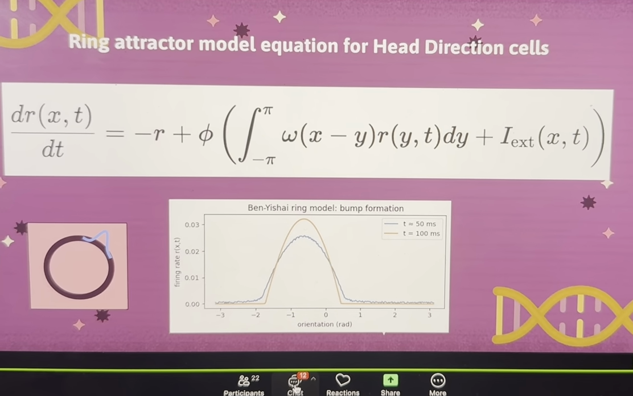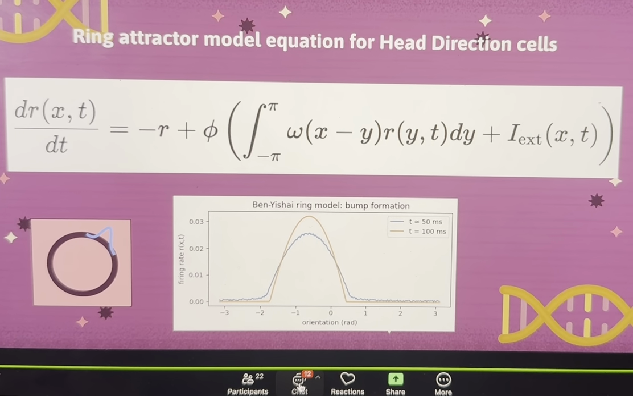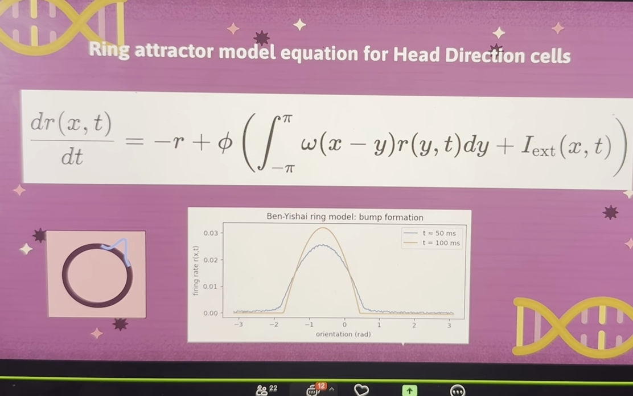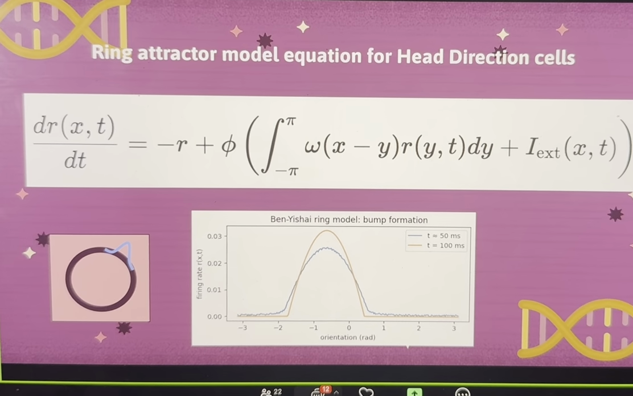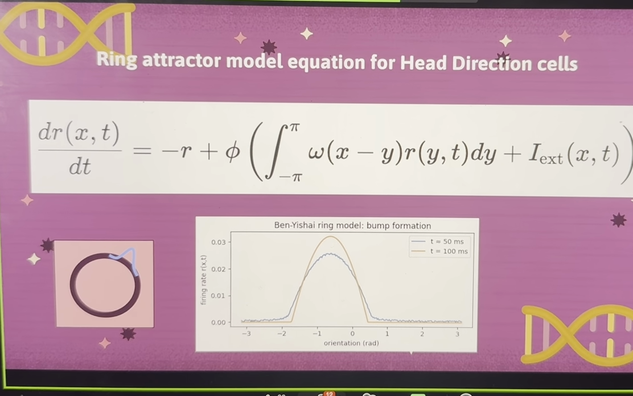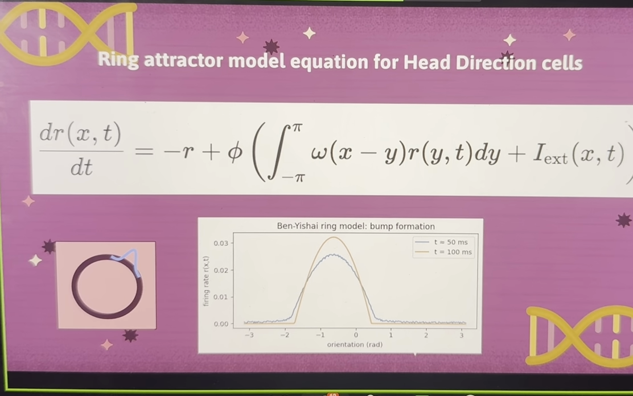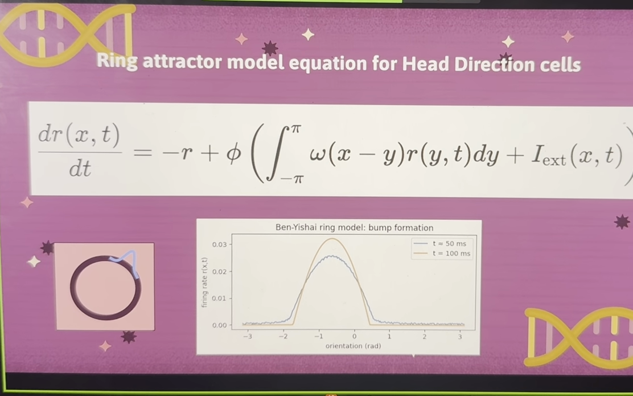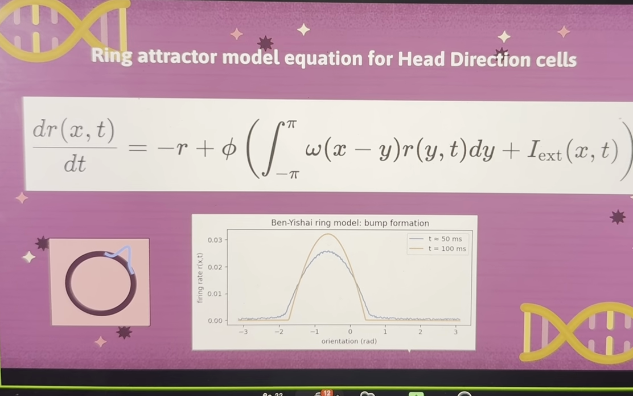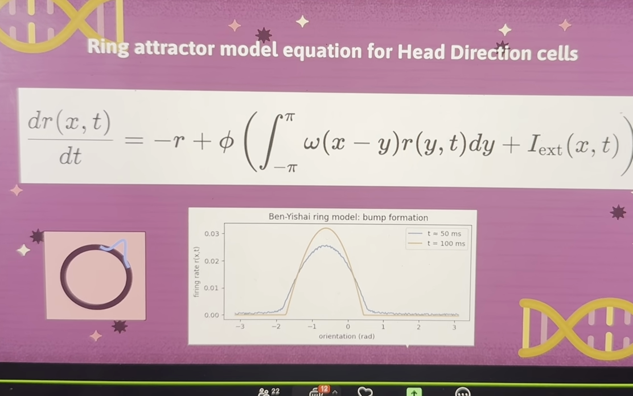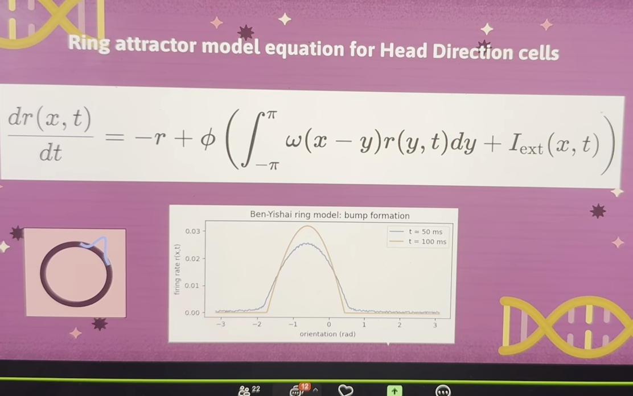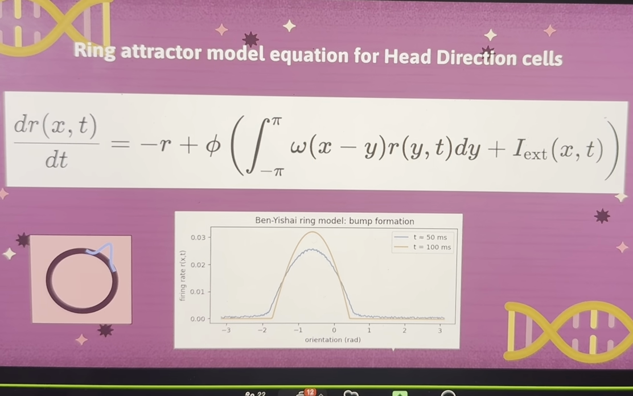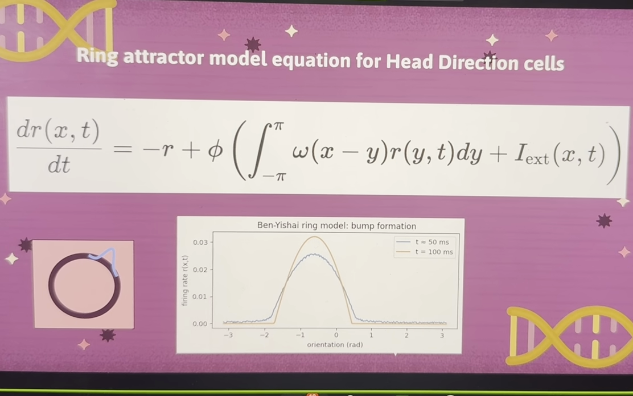So this is the ring attractor model equation for head direction cells. The specifics of the equation aren't super important, but the key idea is that each neuron receives input from all other neurons on the ring, weighted by their connection strength, which is basically the distance between two neurons on the ring. These weighted inputs are summed together, so the signal times the connection strength. And if a neuron is near other neurons that are firing strongly, its total input will be higher.